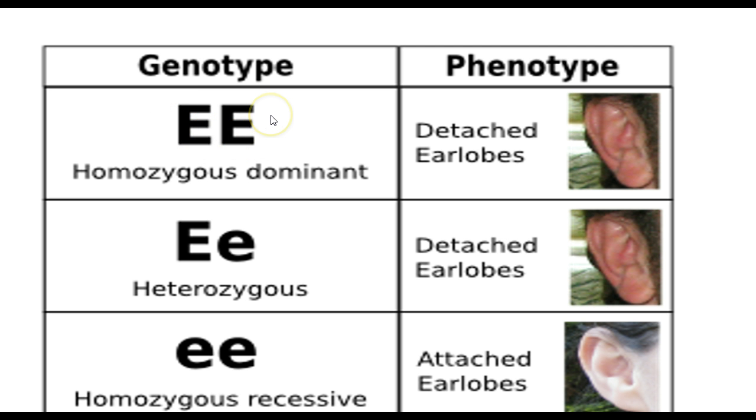So if we were to say that the dominant gene for detached earlobes, meaning it's not attached to your head, is a dominant gene, then we're going to write that as two capital E's. However, there are some times when parents can give two different genes. One gene would be a dominant gene and the other gene would be a lowercase or a recessive gene. And if that's the case, we call this heterozygous because heterozygous means different. Hetero means different.